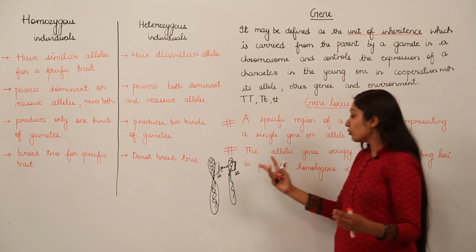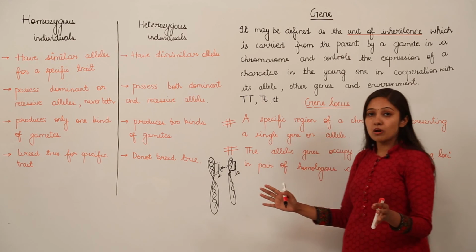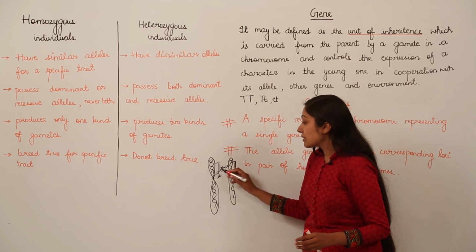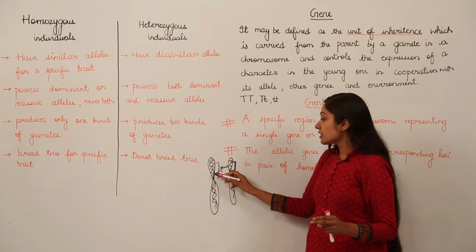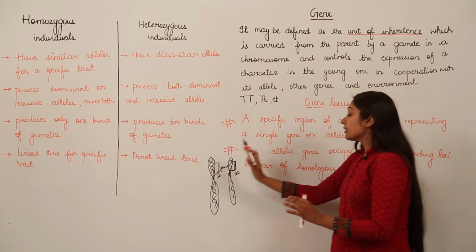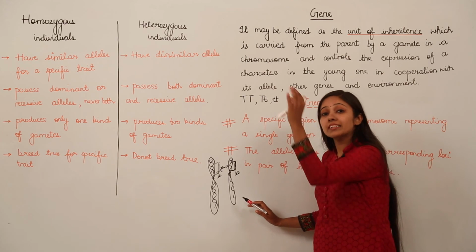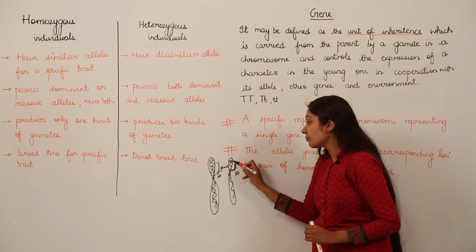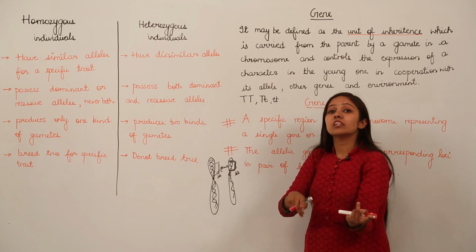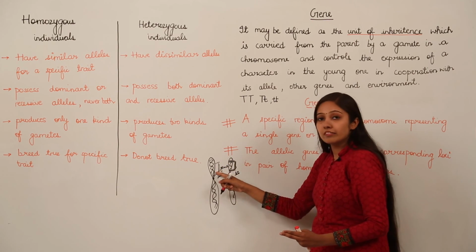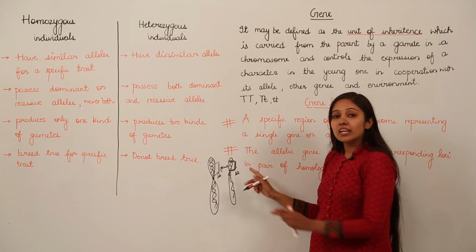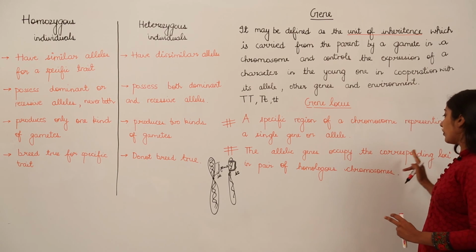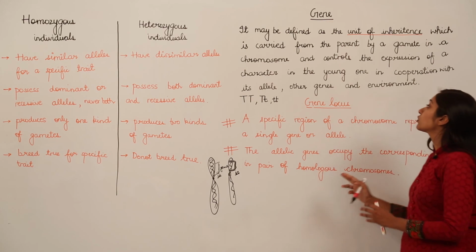When we talk about homologous chromosomes, we are talking about the pair of chromosomes in which the gene specific for a particular trait is present, and the next chromosome, which is from the other parent, also contains the same locus, the same region where the gene for that particular trait from this parent is present. So, they are homologous to each other. So, the allelic genes occupy the corresponding loci in a pair of homologous chromosomes.